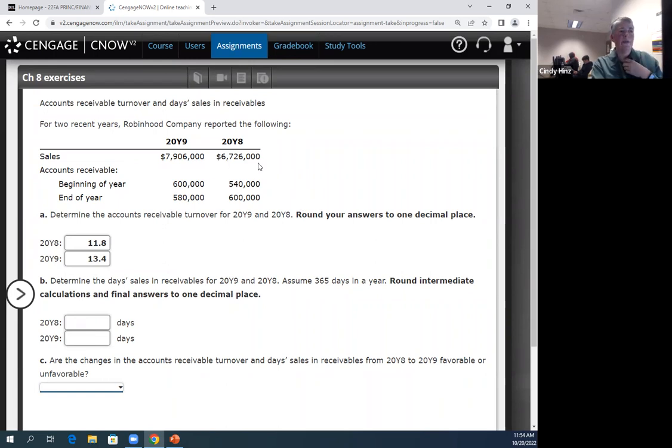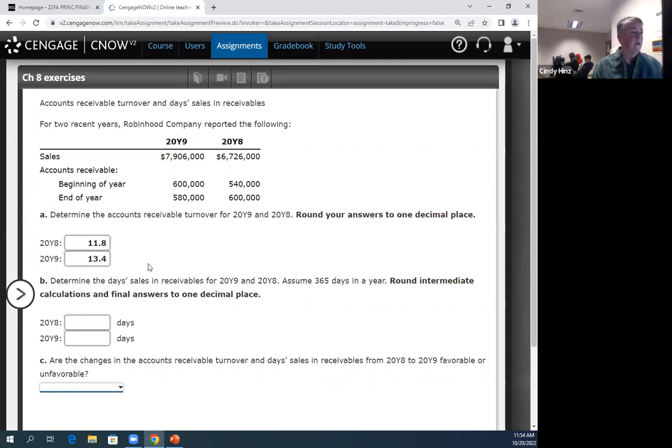So that would be 6,726,000 in sales divided by the average of 540 and 600,000, which is 570,000. What do we see? In 2018, we were turning over our accounts about 11.8 times a year. Compared to 2019, we're turning it over 13.4 times a year. That's faster. We're collecting from our customers more quickly. From a liquidity standpoint, that's a good thing. Higher is better.